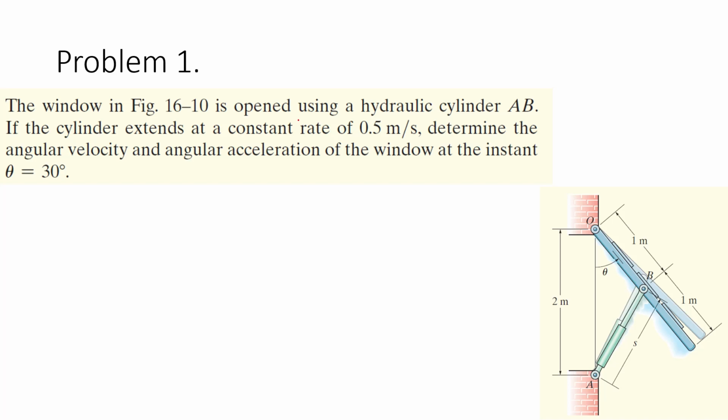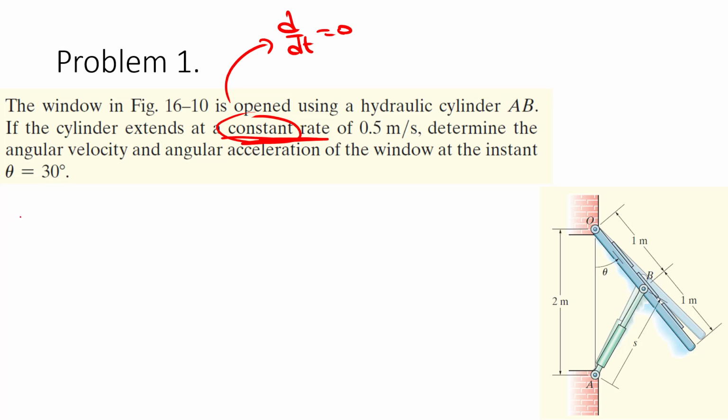So we have a hydraulic window that has a cylinder from A to B. Then the cylinder extends at a constant rate. Whenever you see the constant, it means that the d by dt is 0. At half meters per second, determine the angular velocity and an angular acceleration of the window at the instant the theta is 30 degrees. Okay, so this one is the absolute motion analysis.